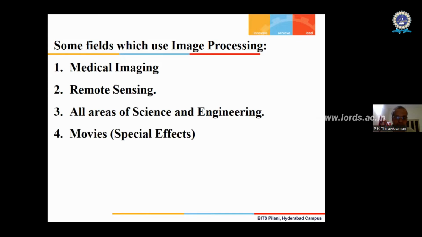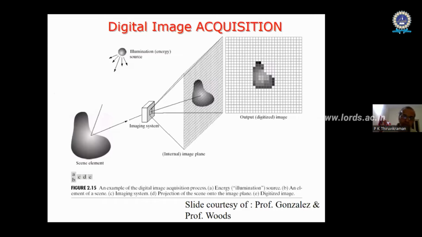And even in movies, they are used. Normally in movies, they mention computer graphics, but a lot of it is actually image processing. Now, before we can go into enhancement, let us understand a digital image first. What is a digital image?